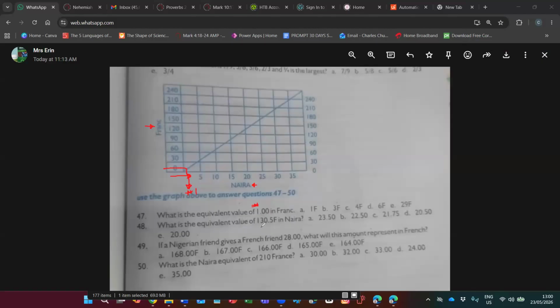What is the equivalent of 130.5 francs in naira? Okay, so in number 48, we are going to the axis for francs. So let's look for 130. 130 should be between 150 and 120, right? Yes, sir. Okay, so let's trace that. What you now do is trace it to the graph, and then trace it down, right?